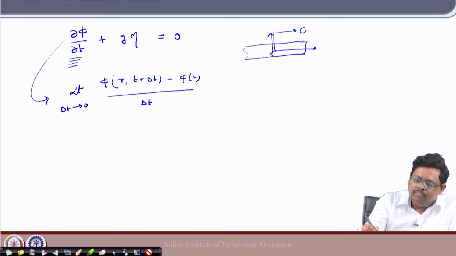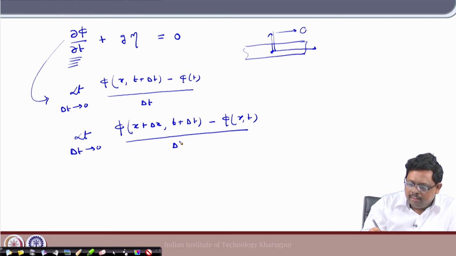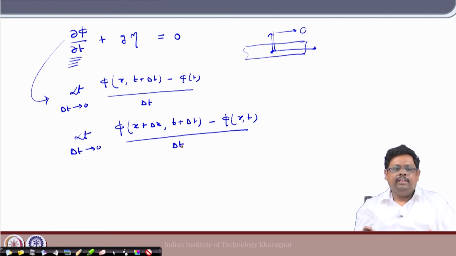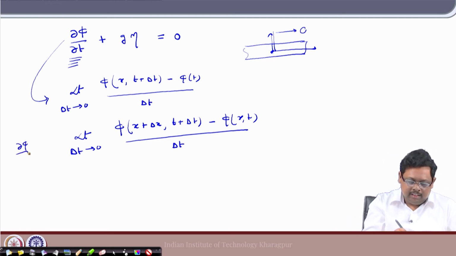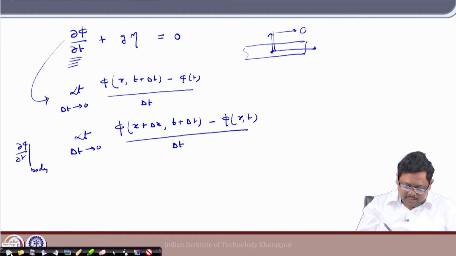So, what is happening with respect to the body fixed coordinate system is, we can think of delta t tending to 0, phi where the position moves by some delta x, minus phi of x comma t, divided by delta t. So, something like this is happening. So, we can say that this is del phi del t with respect to the body. Now, let us see how we can relate these two.